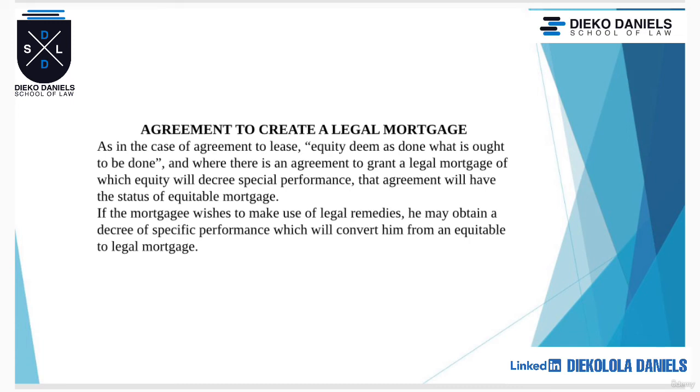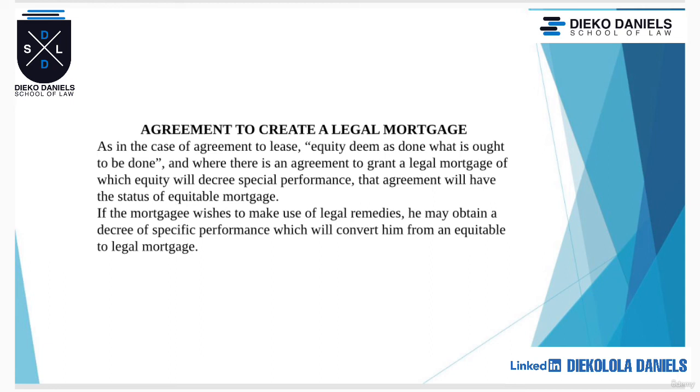Look at the latter part of my note. The latter part of my note says that if the mortgagee wishes to make use of legal remedies, he may obtain a decree of specific performance which will convert him from what? From an equitable to a legal mortgage. Can you see that? So if the other party is not forthcoming, but I have a binding agreement to create a legal mortgage, I will go to court and say, my lord, I have an agreement. He's not honoring the agreement. My lord can issue a decree of specific performance, converting my equitable mortgage to what? To a legal mortgage. Do you see that?